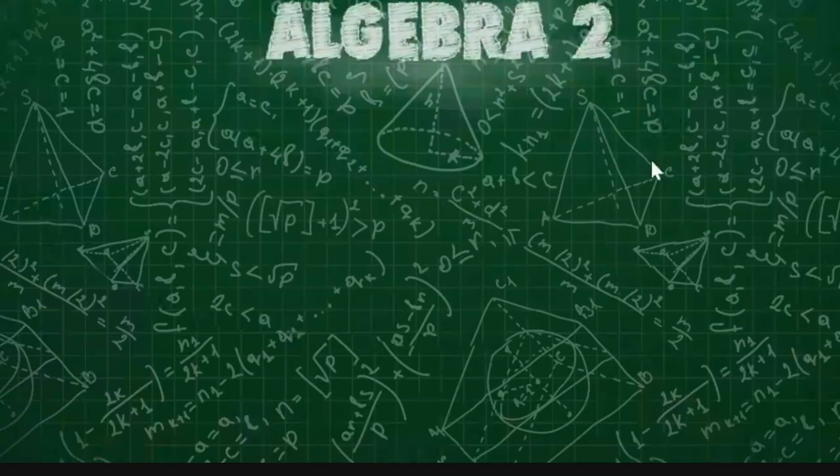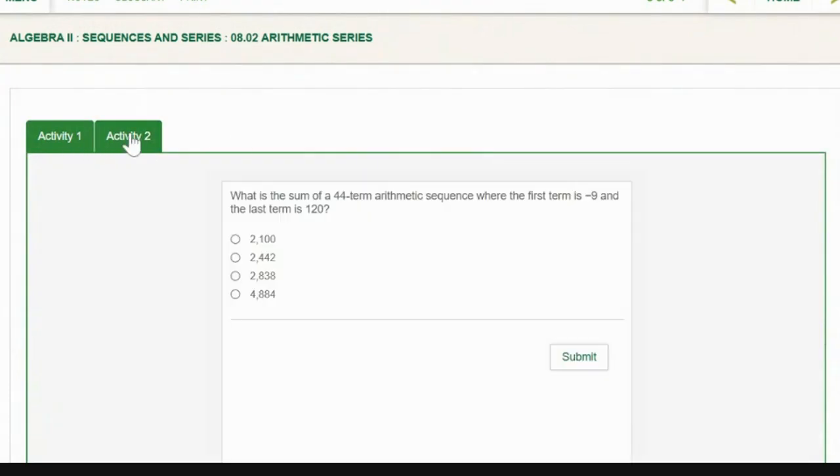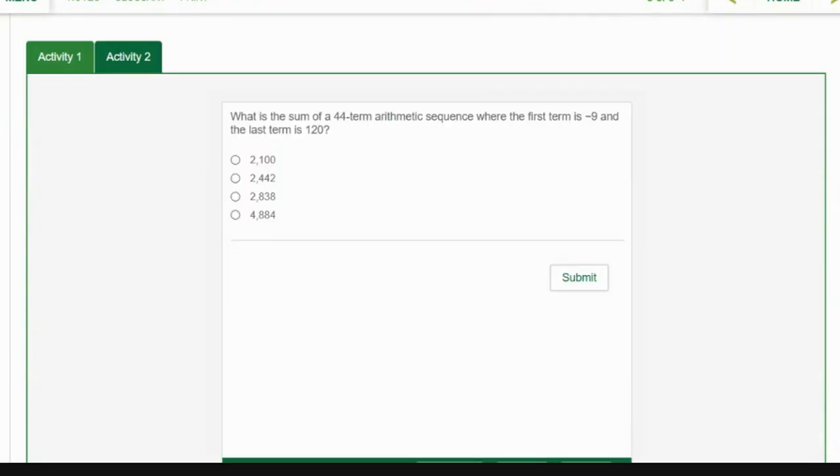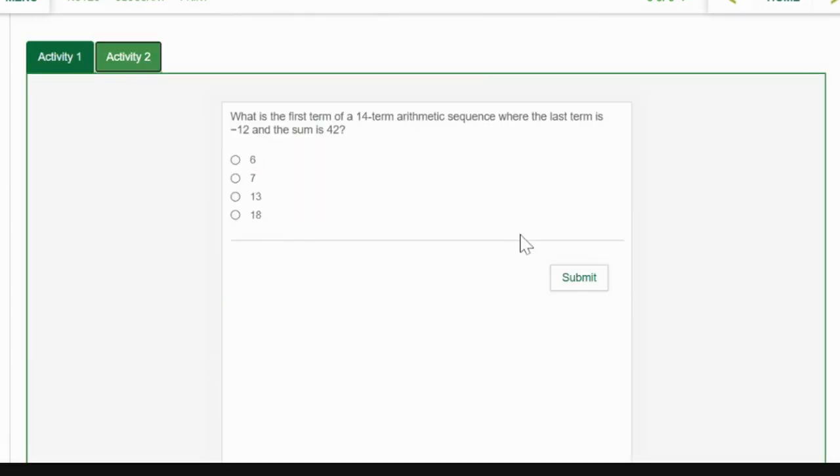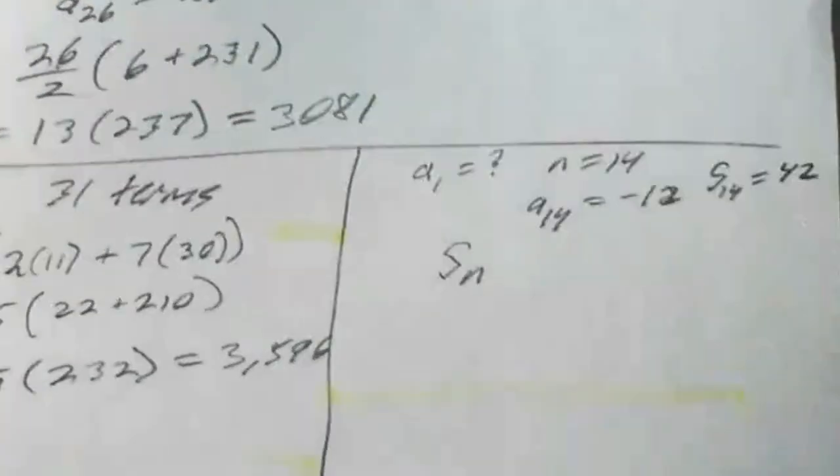There is a page of practice problems. Oh, 2 different sets. What's the sum of a 44 term sequence with first term -9 and last term 120? They give you the first and last, so you can use that first formula to figure that out. There are 4 problems. Activity 2 has a 14 term sequence. What is the first term? They want to know the first term. You've got to work differently. Oh, let's work this one together. That looks interesting. Okay, so I wrote that down.